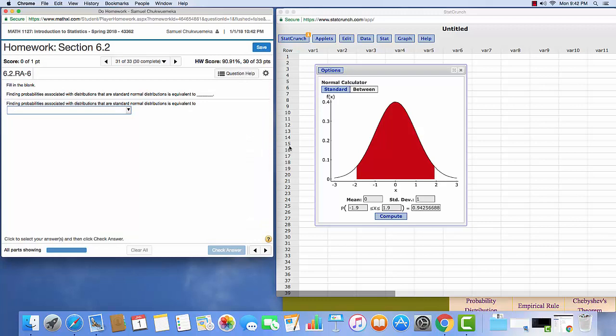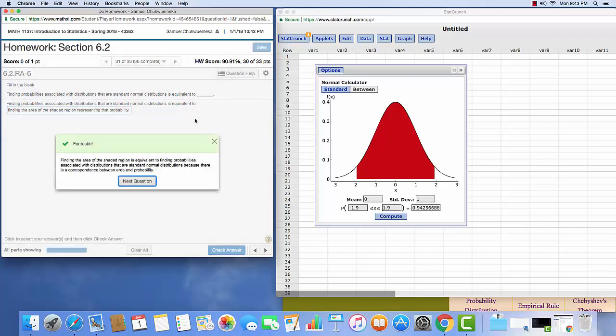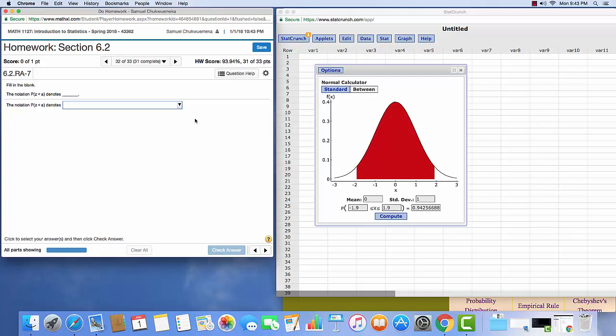Question 31. Finding probabilities associated with distributions that are standard normal distributions is equivalent to finding the area of the shaded region representing that probability. Of course, that is the correct option. Question 32, the notation probability that Z score is less than A. Okay, A is a value. That's what it means. Probability that the Z score is less than A.